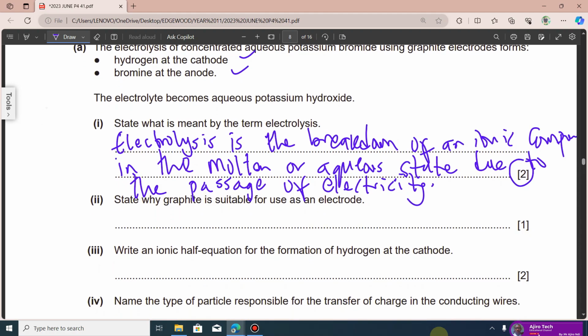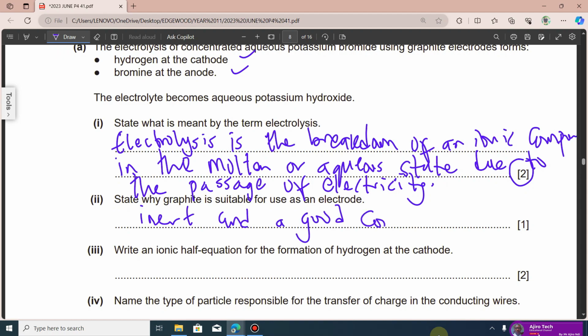State why graphite is suitable for use as an electrode. Graphite is suitable because it is inert, that is, unreactive, and a good conductor of electricity. So that is why graphite is used. It's unreactive, it is inert, and it's a good conductor of electricity.